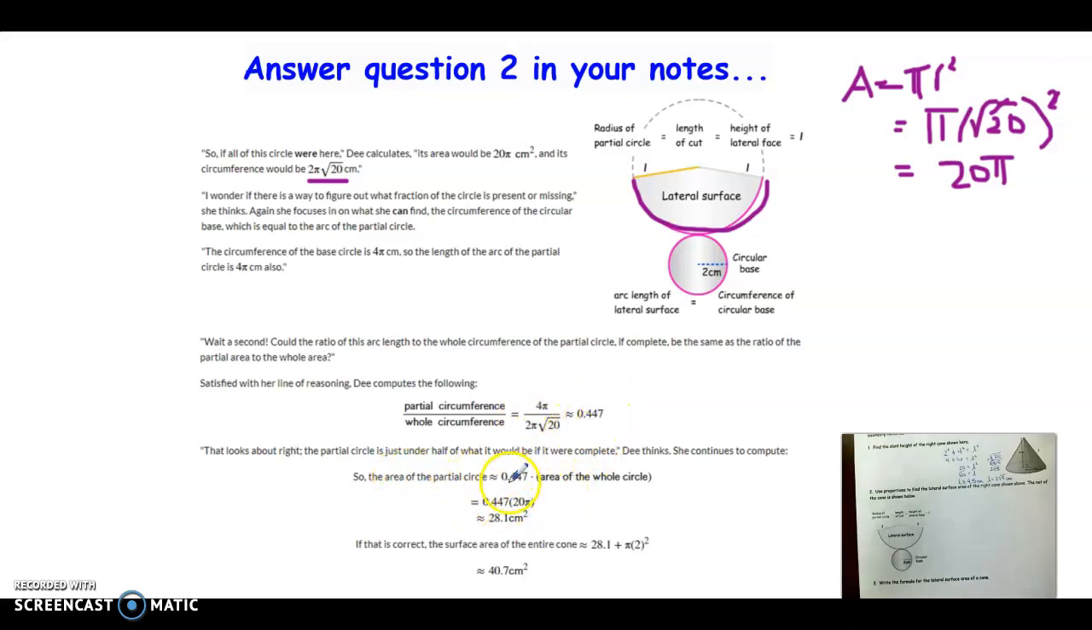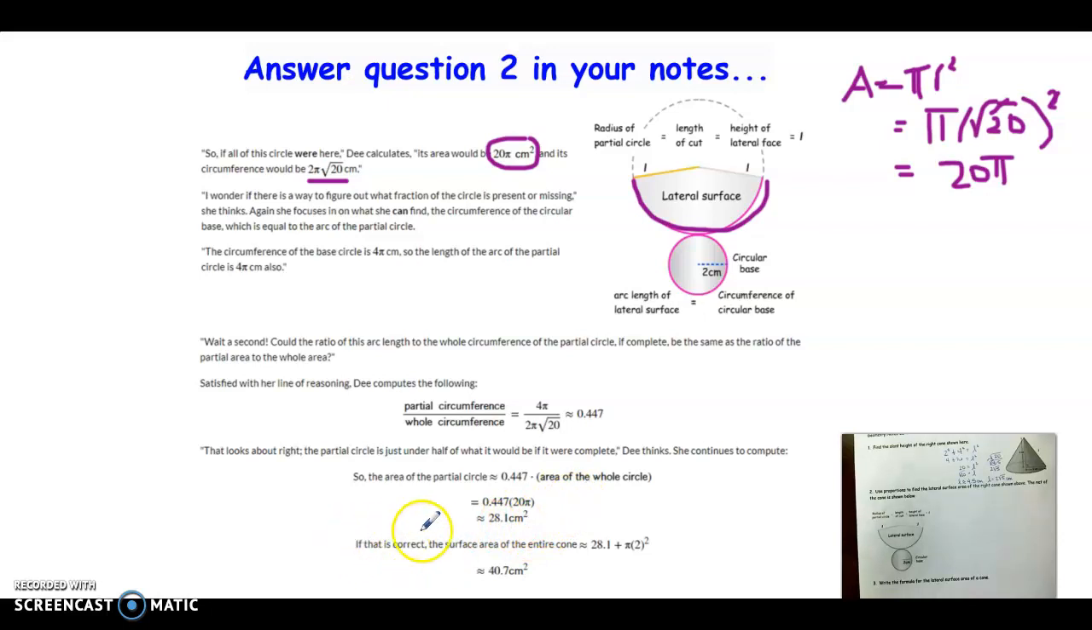So the area of the partial circle is 0.447 of the area of the whole circle. And we know the area of the whole circle. Remember, we found it up here. 20 pi is what we found it to be. So in a decimal approximation, that's approximately 28.1 square centimeters.